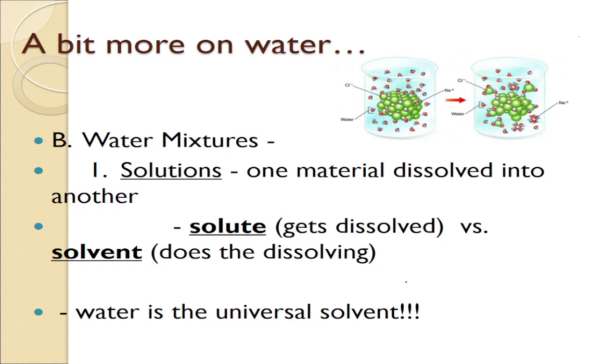For example, if you put sodium and chlorine in, water will dissolve the sodium chloride and the ions will flow. And water is the universal solvent. Here we have sodium chloride as the solute, and it gets dissolved. And we have the solvent, well, water, the universal solvent.